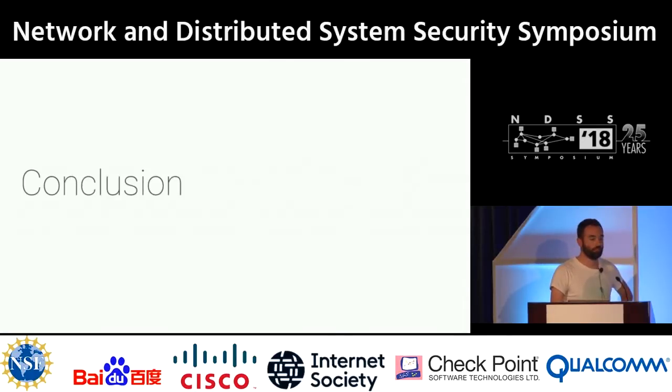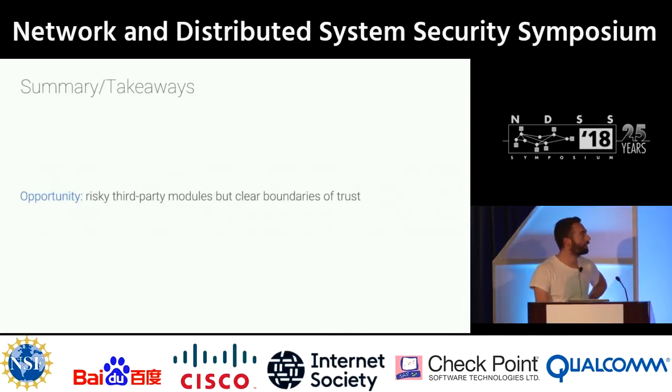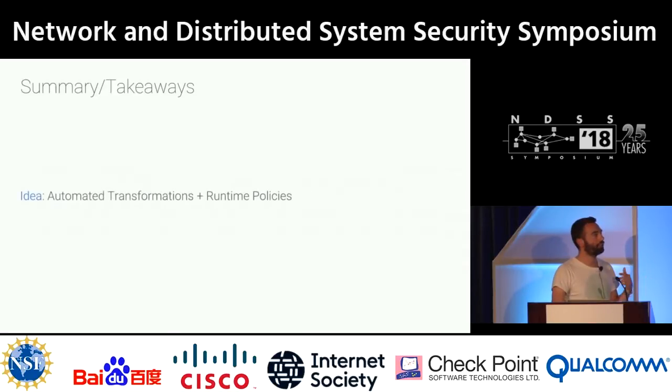Okay, a couple of key points that I want to take away, and then we can discuss. The first takeaway is that the way applications are built today, using many potentially dangerous third-party modules, although risky, offers clear boundaries of trust. And there are multiple ways of taking advantage of this, one of which is this idea of automated compartmentalization. It's an old idea. We didn't know how to do it fully automatically. And here, with knowing the boundaries exactly, we can do automated transformations and add these runtime policies that further automate other decisions to do automated compartmentalization.